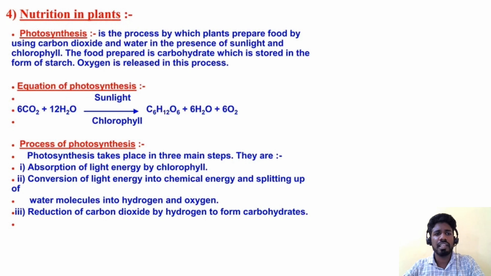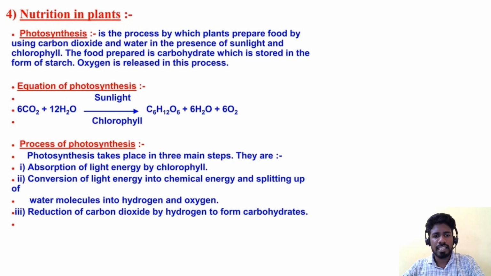What is nutrition in plants? Photosynthesis. It is a process by which plants prepare food by using carbon dioxide and water in the presence of sunlight and chlorophyll. The food prepared is carbohydrate, which is stored in the form of starch. Oxygen is released in the process. The equation of photosynthesis is 6CO2 plus 12H2O, in the presence of sunlight and chlorophyll, gives C6H12O6 plus 6H2O plus 6O2.